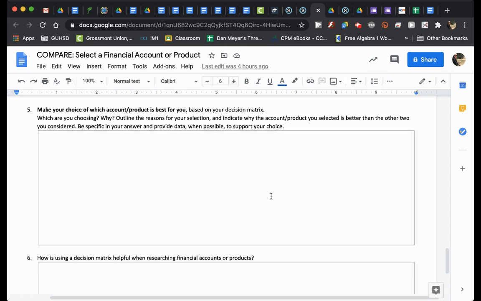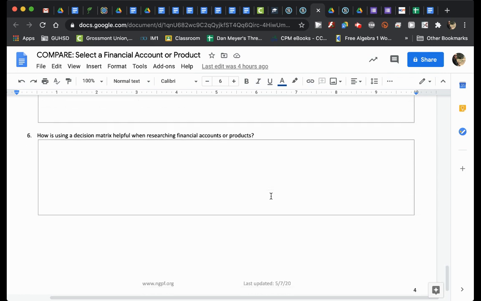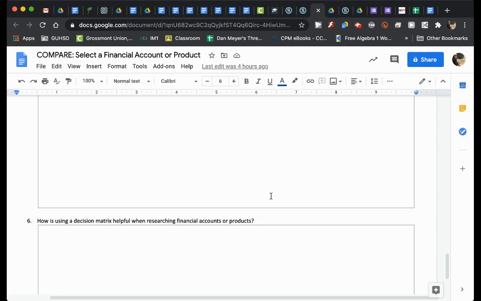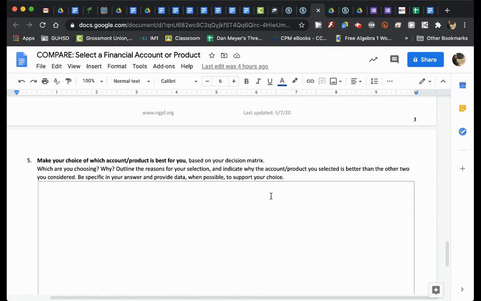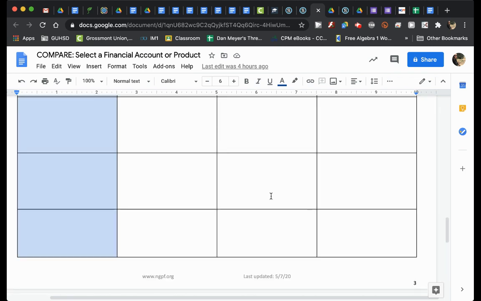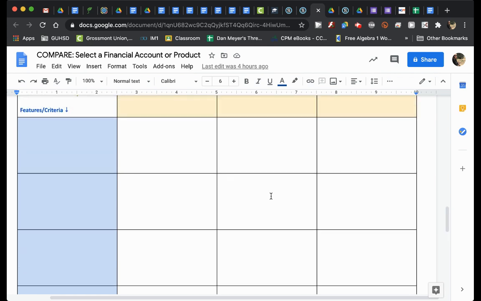And don't forget, this doesn't always have to be just about the criteria. It could also be based on reviews that you read, and it could be also on the fact that you know someone who has this type of bank and they really like it. And then lastly, how is this decision matrix helpful when researching financial accounts or products? And products, it could also be like electronics and things like that. Think about how it keeps you organized, how easy it is to compare things once those main features that you're concerned with are listed.